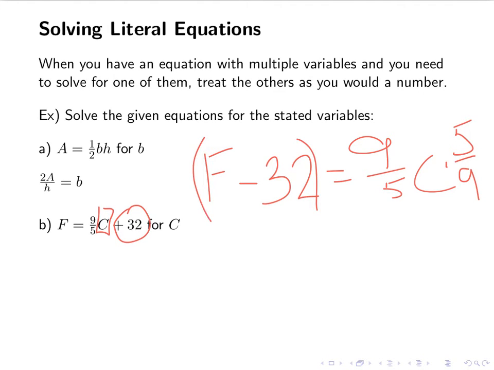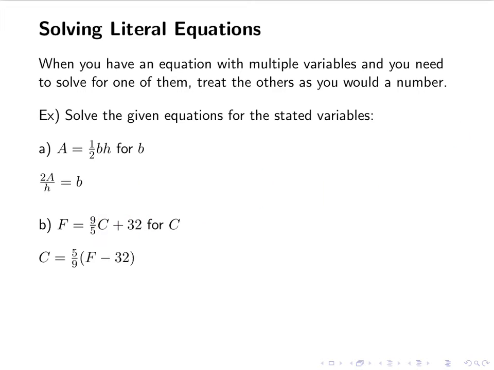And then remember, whatever you do to one side, you have to do to the other, and it's the entire side. So that's why I'm having my F minus 32 in parentheses. That whole thing is getting multiplied by 5/9. So I have 5/9 times F minus 32. You can distribute the 5/9 if you want, but I would just leave it the way that it is.